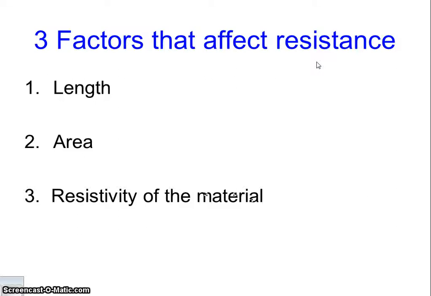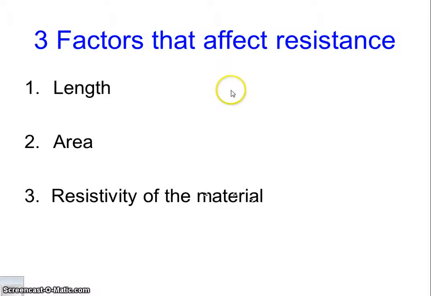Now, resistance, basically what it is: current is electrons that travel through a wire. And what we want to know is that the three factors that affect resistance are going to be length, area, and resistivity of the material. What that means is that the electrons sometimes can travel well through a substance and sometimes they can't. And these are the variables that are going to determine that.